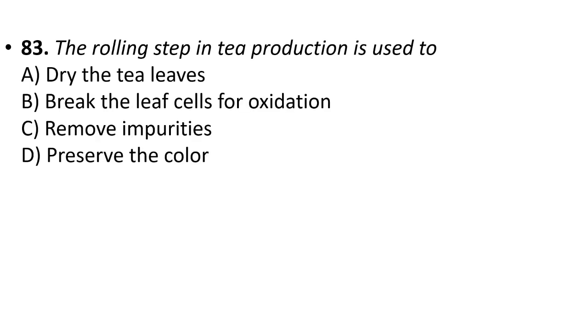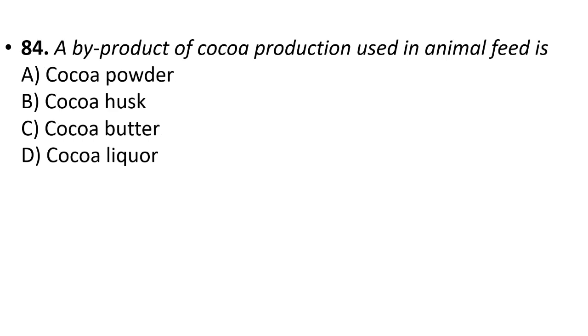83. The rolling step in tea production is used to dry the tea leaves, break the leaf cells for oxidation, remove impurities, preserve the color. Your answer is option B. Break the leaf cells for oxidation.